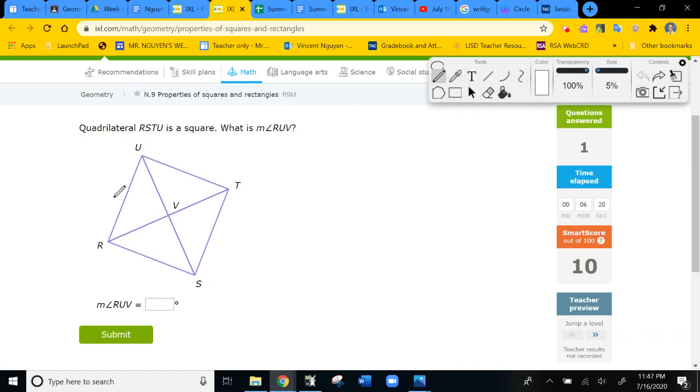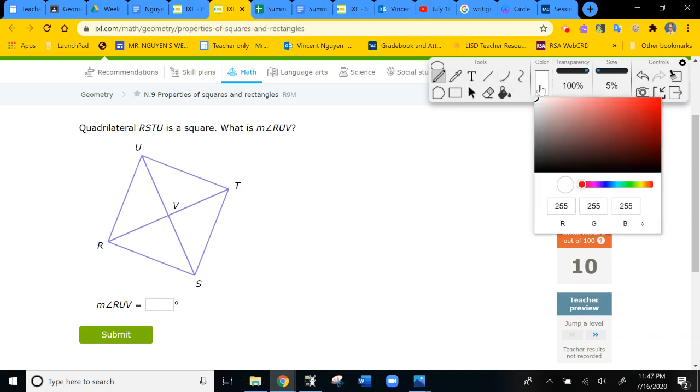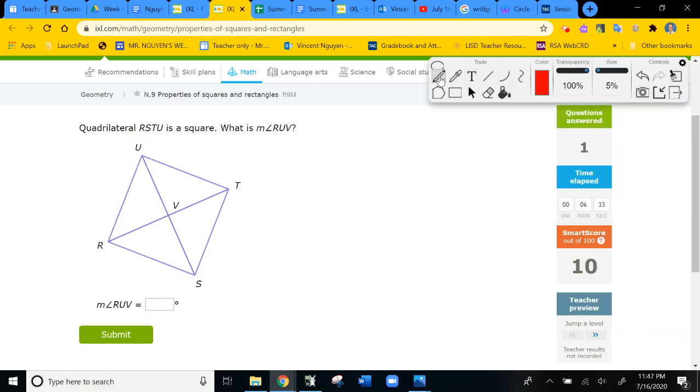Sorry, I selected the wrong thing. I want a pen. So this is a 90-degree angle, and I don't know why it's white. I need it to be a different color than white. Sorry about that, guys. Okay, so all right. So this angle is 90 degrees. I can't even draw now.